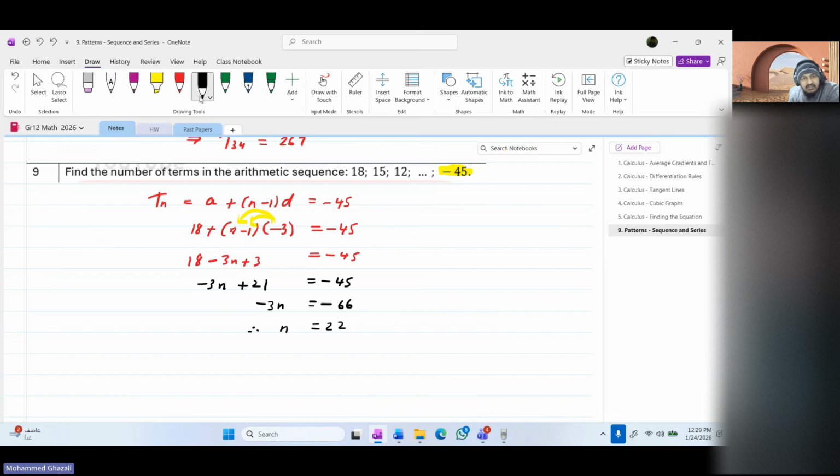So find the number of terms in the arithmetic sequence. There are 22 terms, all right? Right. So that's how you solve that problem.